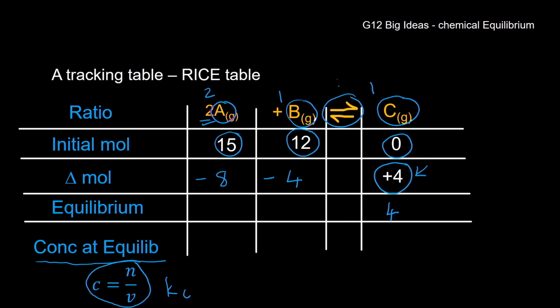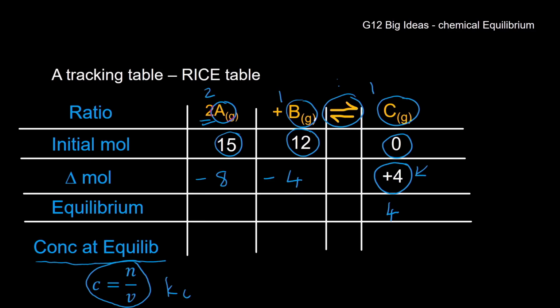So you can see there that we're getting further and further into our calculation. So at equilibrium, what will the number of mole be for each of these substances? So we're going to subtract, because the change in mole is what is used up by A, or how A is being used up. So 15 minus 8 is going to be 7, so there'll be 7 mole. 12 minus 4 is 8, and so there's going to be 8 mole of B, and of course we have then 4 mole of C that is formed.